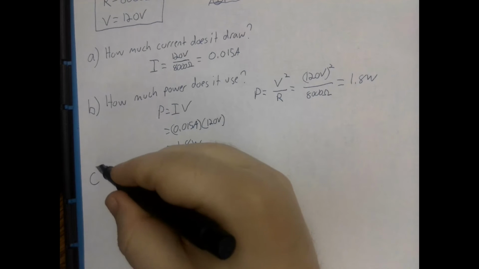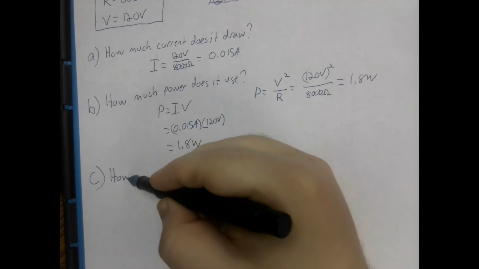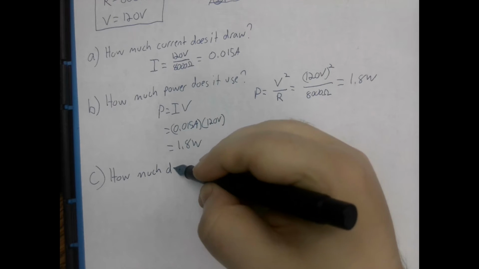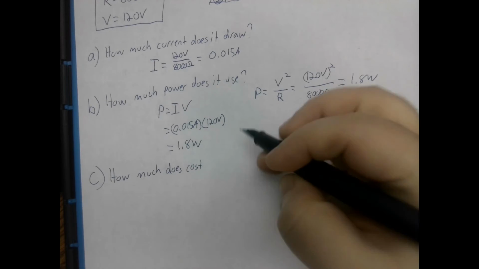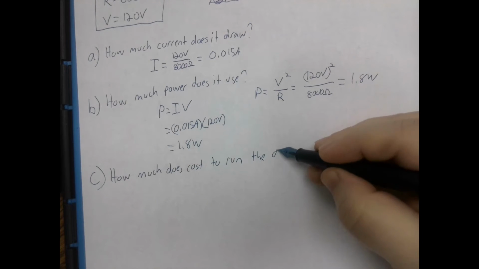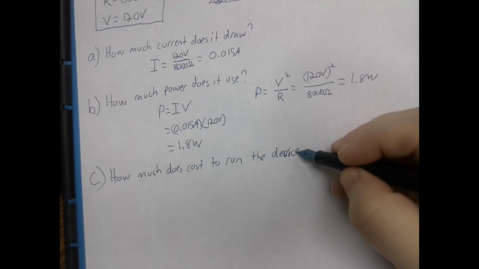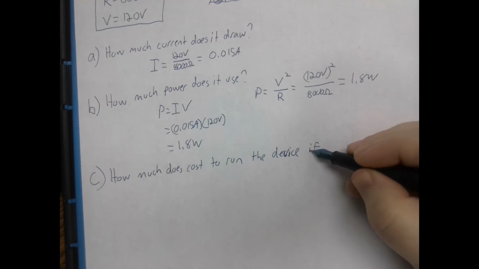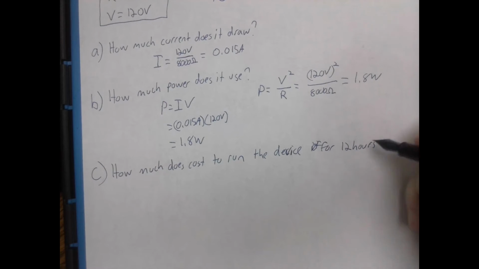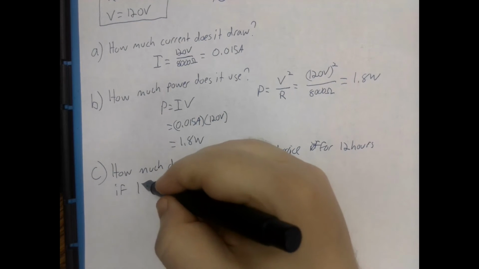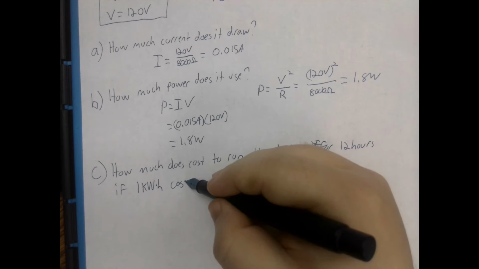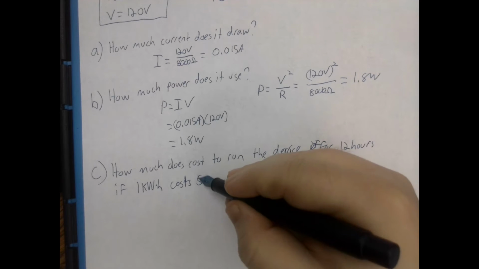So here's the main question. How much does it cost to run the radio for 12 hours if 1 kilowatt hour costs 15 cents?